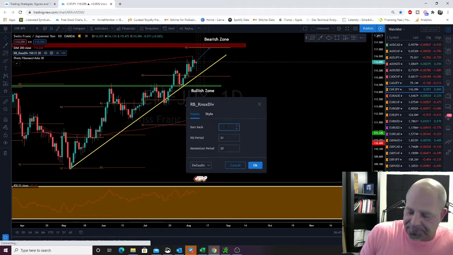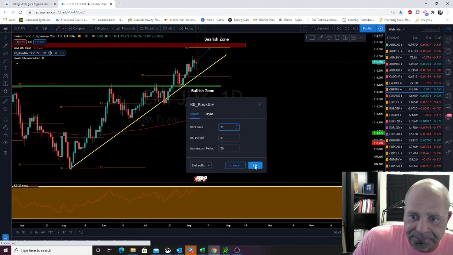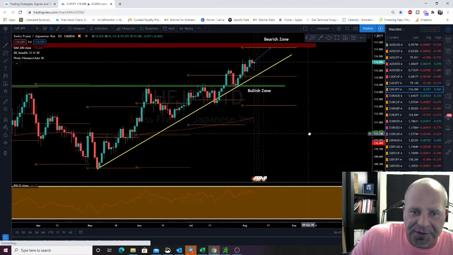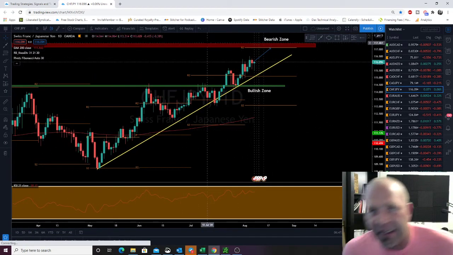We don't need 151 back. Let's just do 31. That changes things, guys. See right here, it's a little more sharper. That's why we had so much divergence on our charts. Had the wrong setting in.